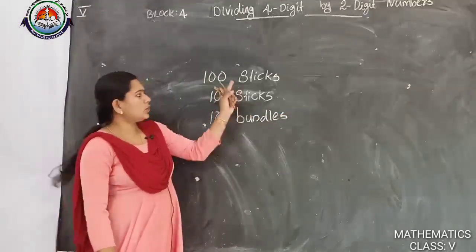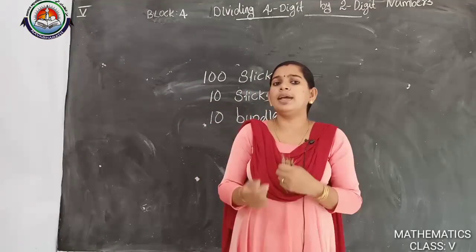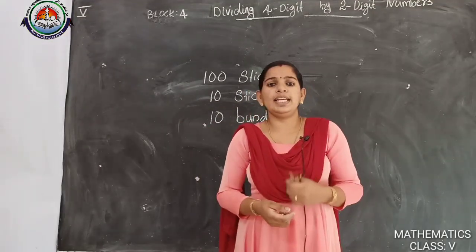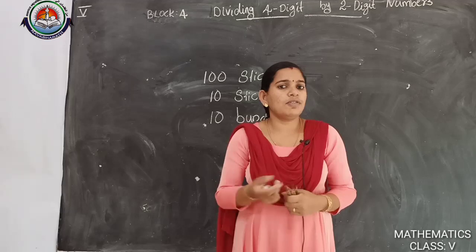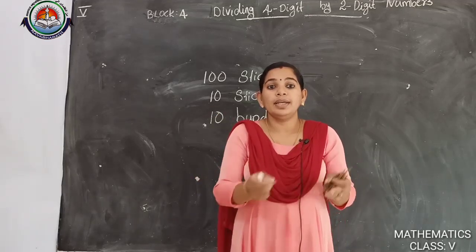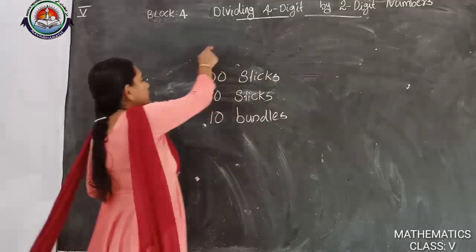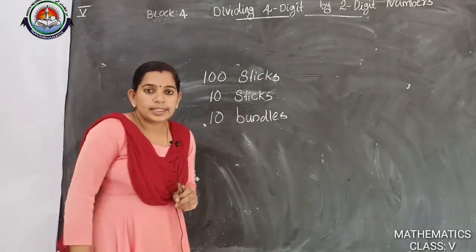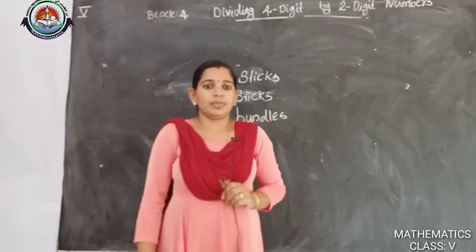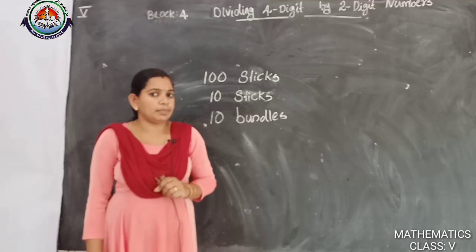Then, this shows that there are a total of 100 sticks. We want to make some bundles. In each bundle there are 10. So, what is the operation here? Yes, dividing. We want to divide into 10 groups. Okay. So, this is division.